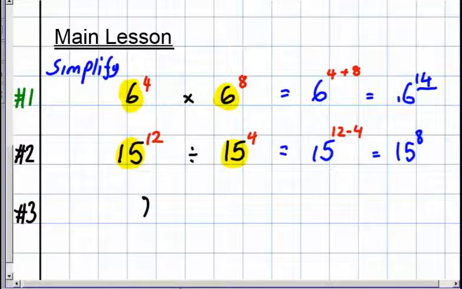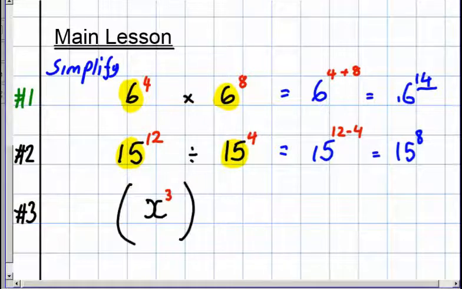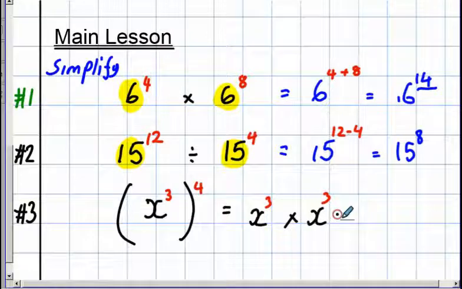Right, now, what about when some brackets appear? Here you go. Now, what's true for numbers is true also for letters. Here we go. X to the power of 3, all raised to the power of 4. Here's the explanation, which you can quite happily forget after this. That's another way of writing this: x to the power of 3 times x to the power of 3 times x to the power of 3 times x to the power of 3.